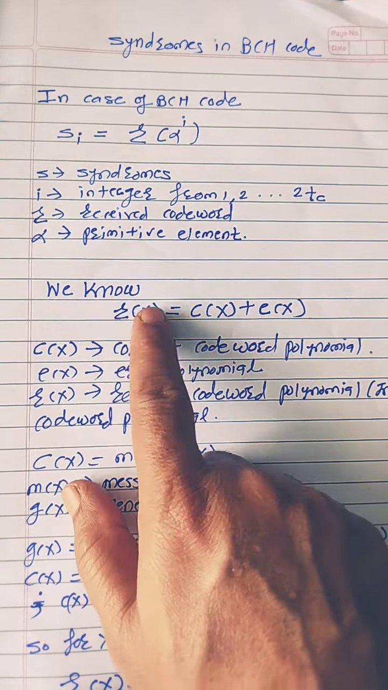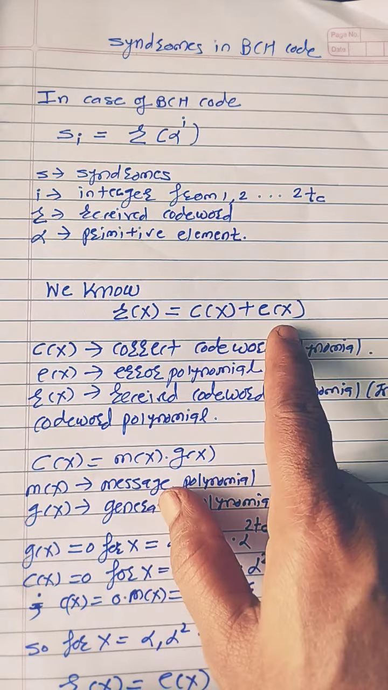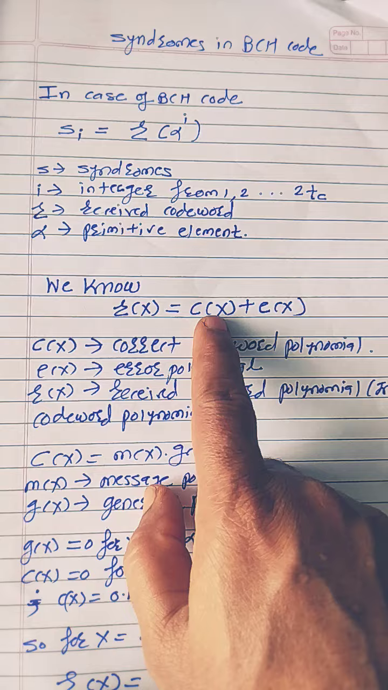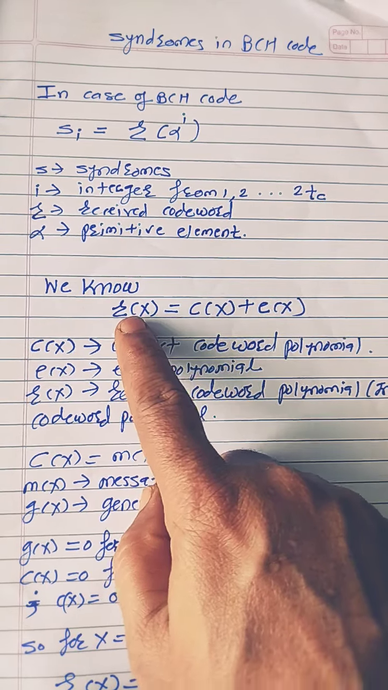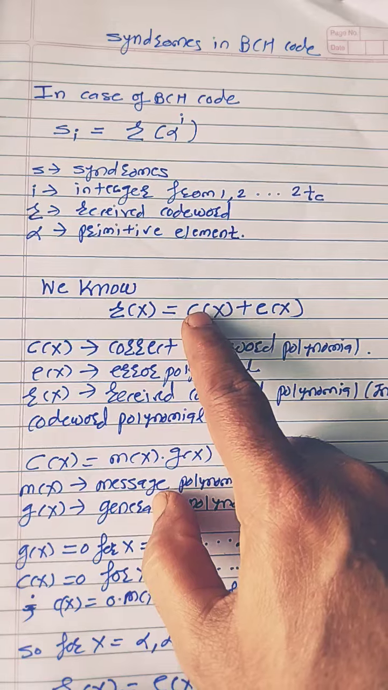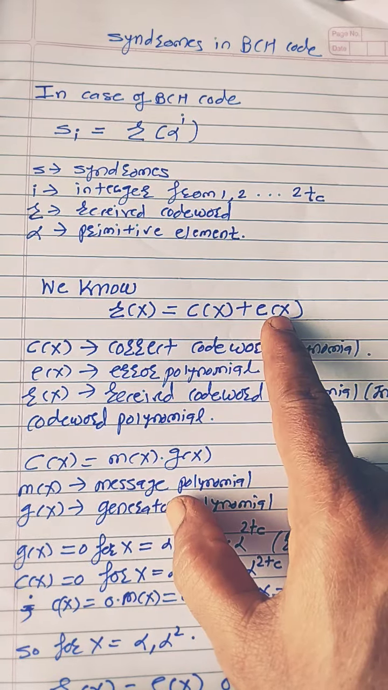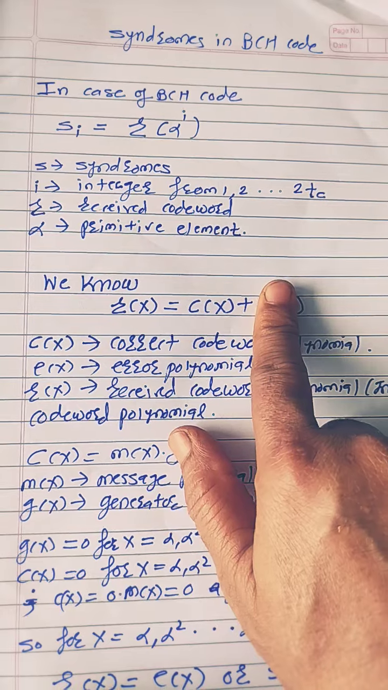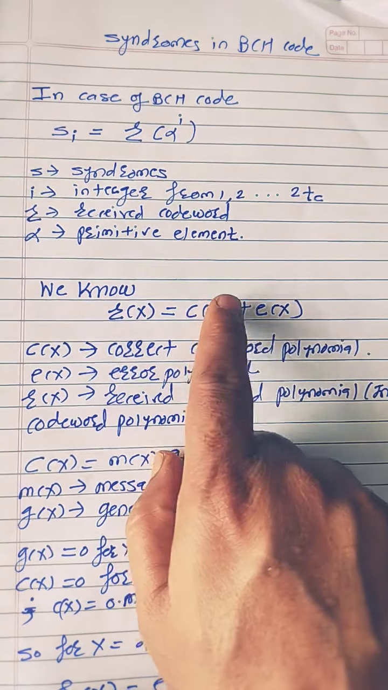We know that R(x) is equal to C(x) plus E(x). R(x) is a received code word which can be a correct code word or an incorrect code word. If C(x) is introduced with error, then it is an incorrect code word. If there is no E(x), no error, then R(x) is equal to C(x).